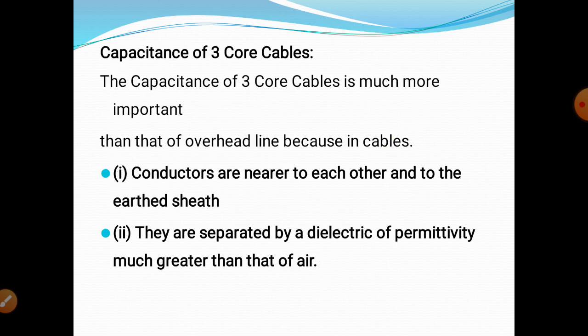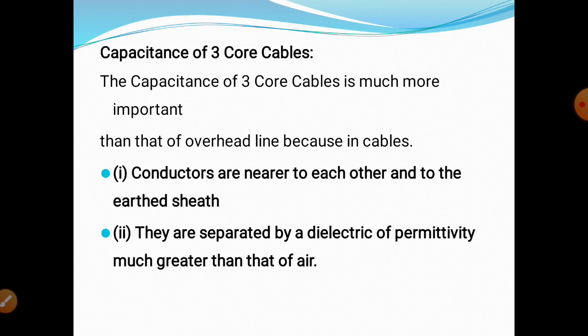And next topic is capacitance of three core cables. It's a very important topic. It's the capacitance of three core cable. And the three core cable is nothing but three cores are connected in series.